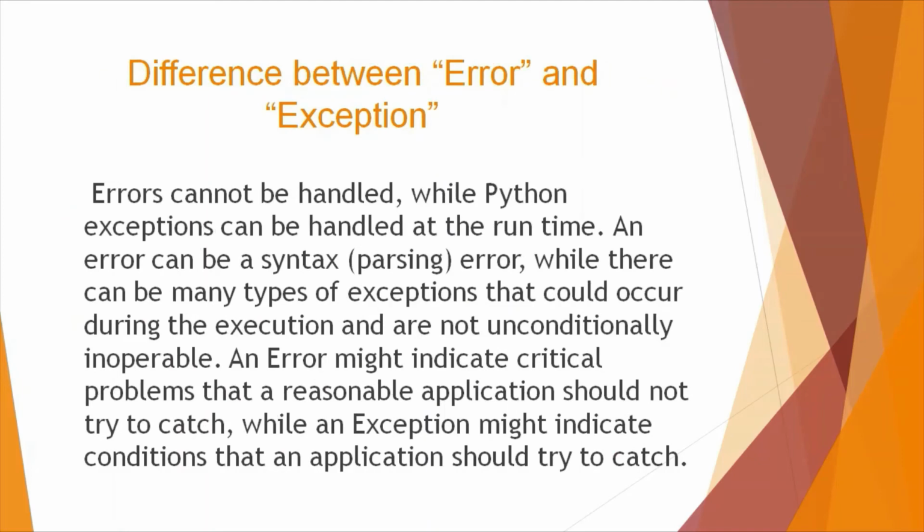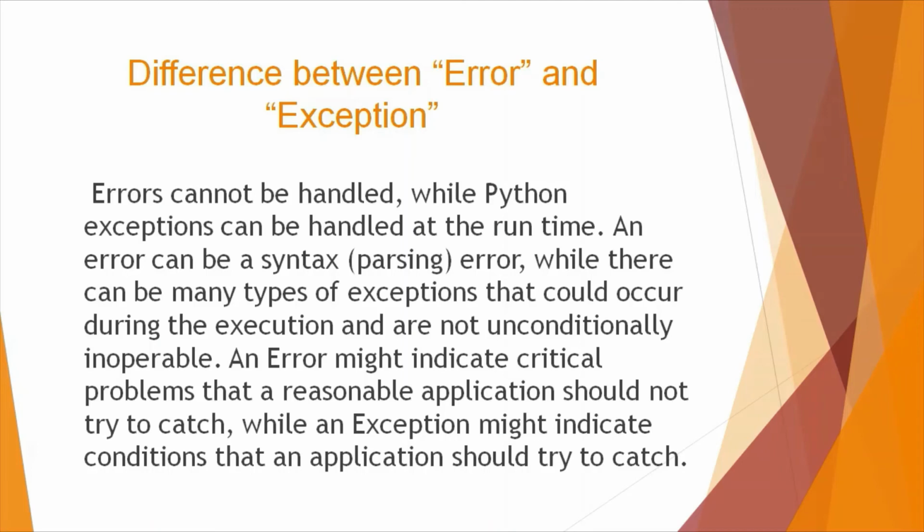Difference between error and exception. Errors cannot be handled, while Python exceptions can be handled at runtime. An error can be a syntax error, while there can be many types of exceptions that could occur during execution and are not unconditionally inoperable. An error might indicate critical problems that a reasonable application should not try to catch, while an exception might indicate conditions that an application should try to catch.